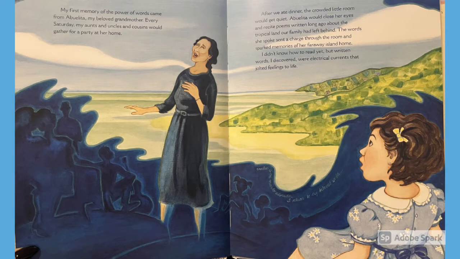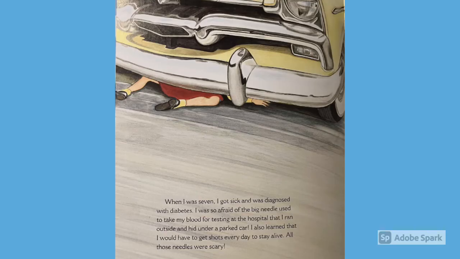We learned that the characters are feeling memorable of past memories. Were our predictions correct?